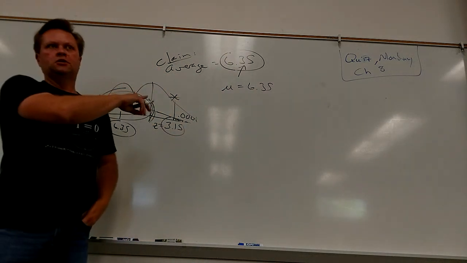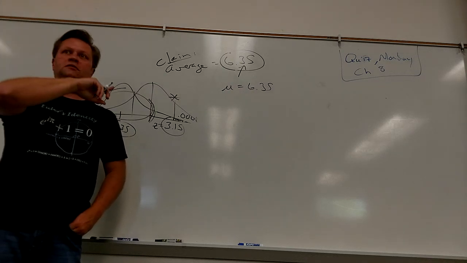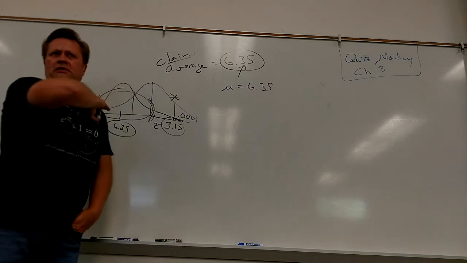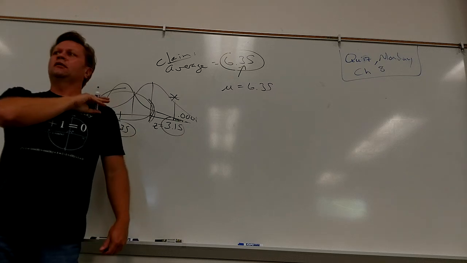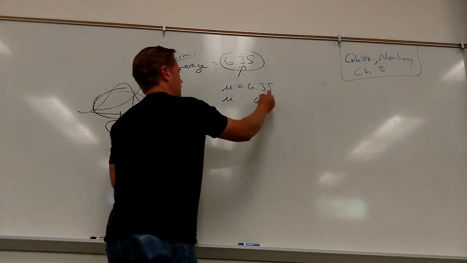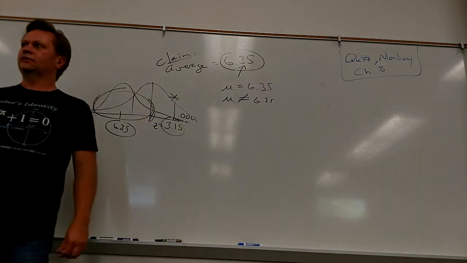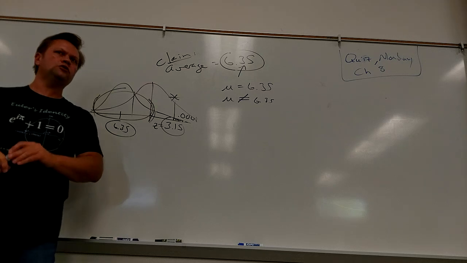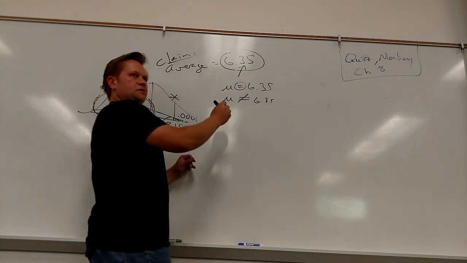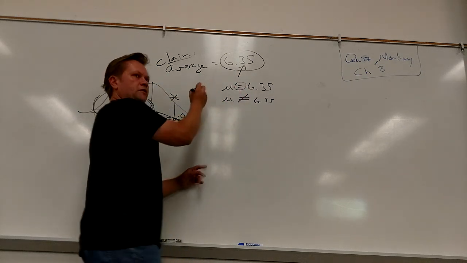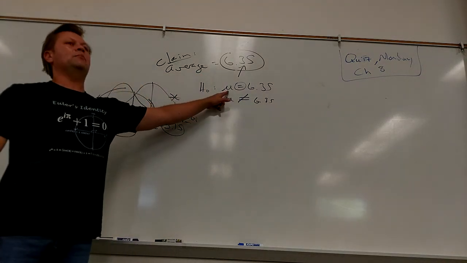Now you guys should have appropriately felt I was full of it. So what would your claim have been? You don't have an alternate claim. How do you feel about what I'm saying? You think it's wrong. So you think the mean is not equal to 6.35. Right? That's the other. So there's always two sides to something. We call the one with an equal sign, I love this, the null hypothesis.